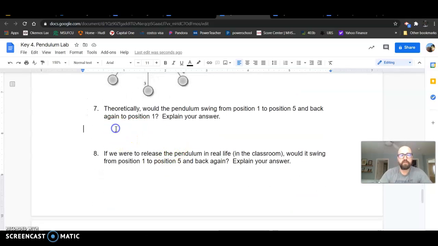The last couple ones are kind of review, but just thinking about some stuff. Theoretically, would it swing from position 1 to position 5 and back? That's a yes, because theoretically, energy is conserved. So there'd be no energy lost. But in real life, you know that it's not going to swing that far. So this would be a no, because energy gets lost to the surroundings. It's not lost in general, but it's lost from the pendulum itself.